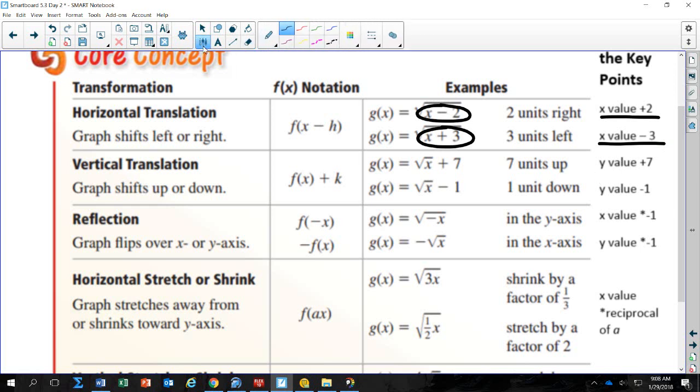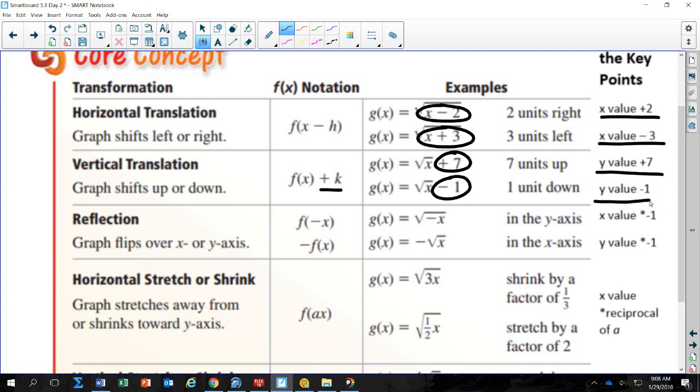Vertical translation, that's up or down. And we see a plus some number or minus some number at the end of the function. So if I see plus 7, that's going to be 7 units up. It's changing your y value there. So in the xy chart, you take whatever your y value is and add 7 onto it. Get it to go up. Minus 1 is going to be 1 unit down, so you take your y value and you would subtract 1.